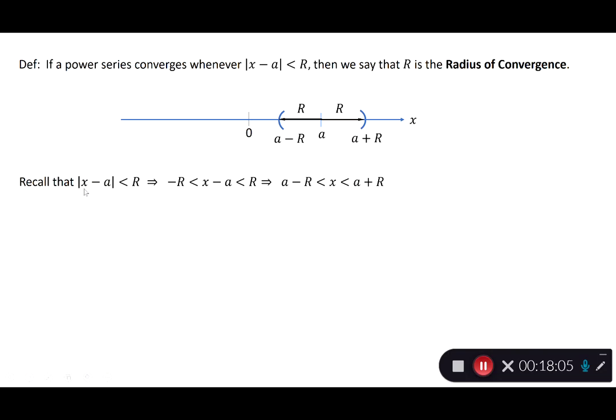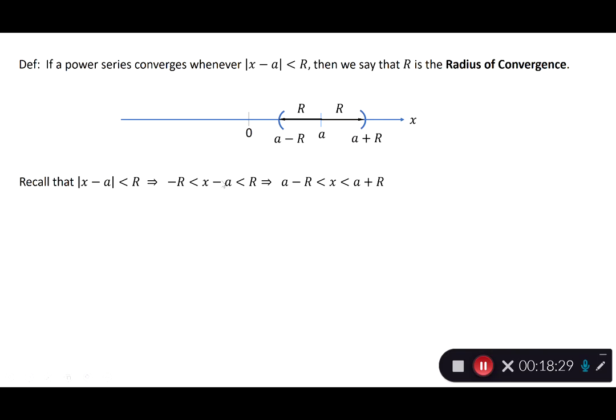We learned that when the absolute value of x minus a is less than r, r better be a positive number. The absolute value of x minus a is less than r automatically means negative r must be less than x minus a, less than r. This is the inequality that you would get when you write this.